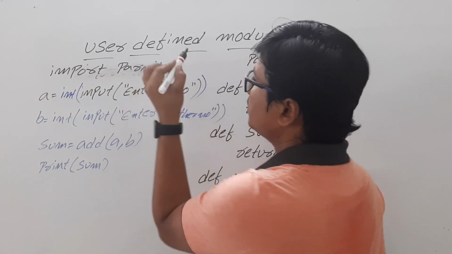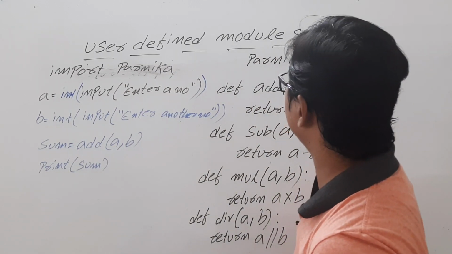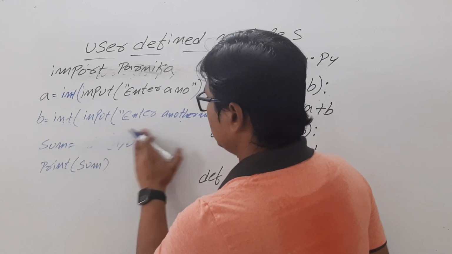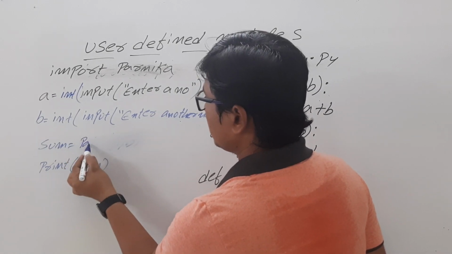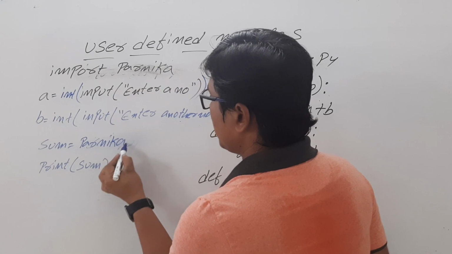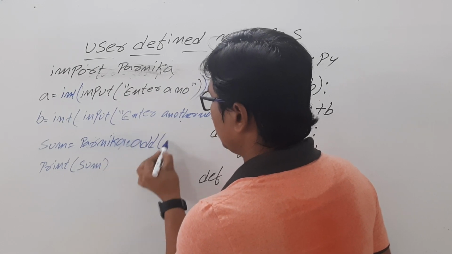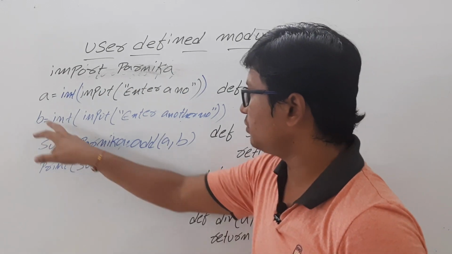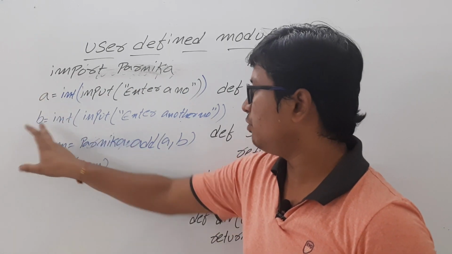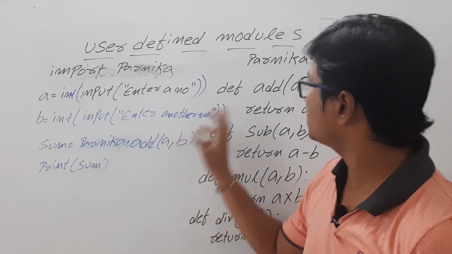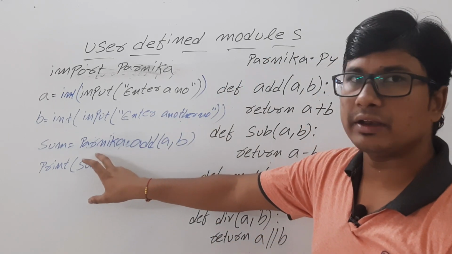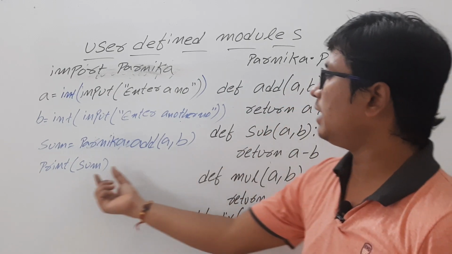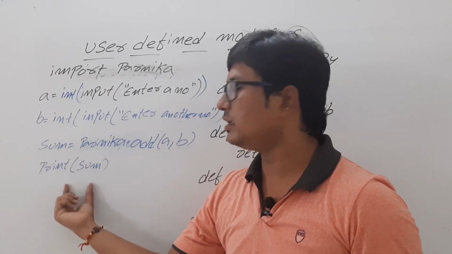Okay, import Parnika. Then you can write it as Parnika.add. You can write like this, Parnika.add, and then you can give the arguments a comma b. This is how it works. If the user has entered a value as 5 for a, and the b value is 6, then 5 comma 6 will go to the Parnika module, and it will compute a plus b, and then you will finally get the sum, and that sum you are displaying.